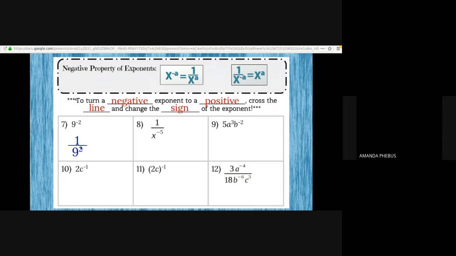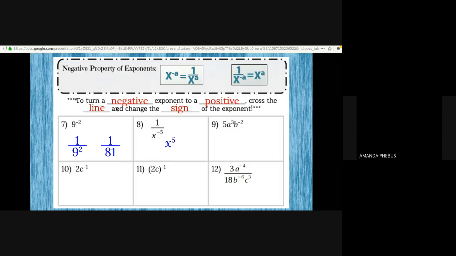Now, because I can figure out what 9 squared is, I need to simplify this. So anytime you have a number raised to a power, you need to simplify it. So I'm going to simplify this as 1 over 81. All right, let's look at number 8. On number 8, x is to the negative fifth, but it's in the denominator. So that negative means that it doesn't want to be in the denominator. It wants to move up to the numerator. So when I move it up, I can put a 1 there with it because that 1 is still there, or I can just write x to the fifth.